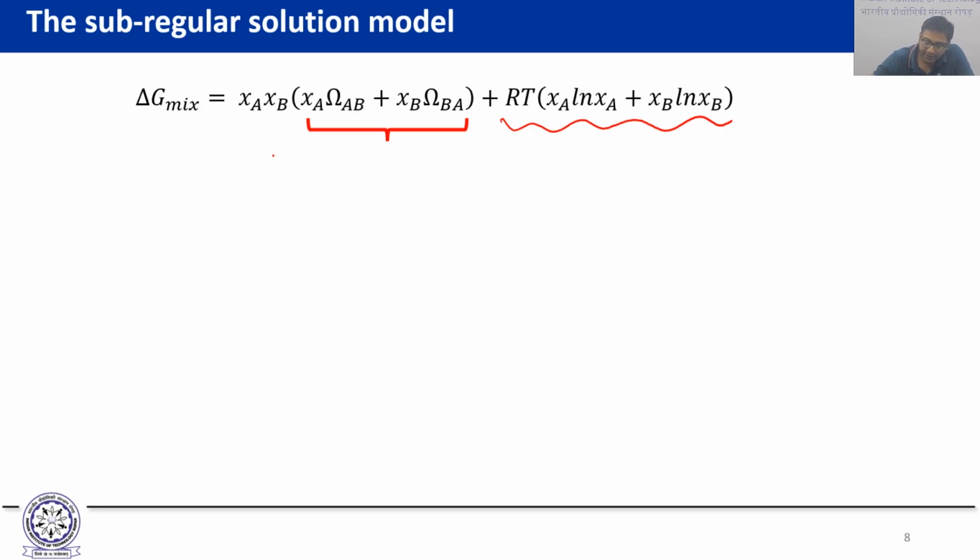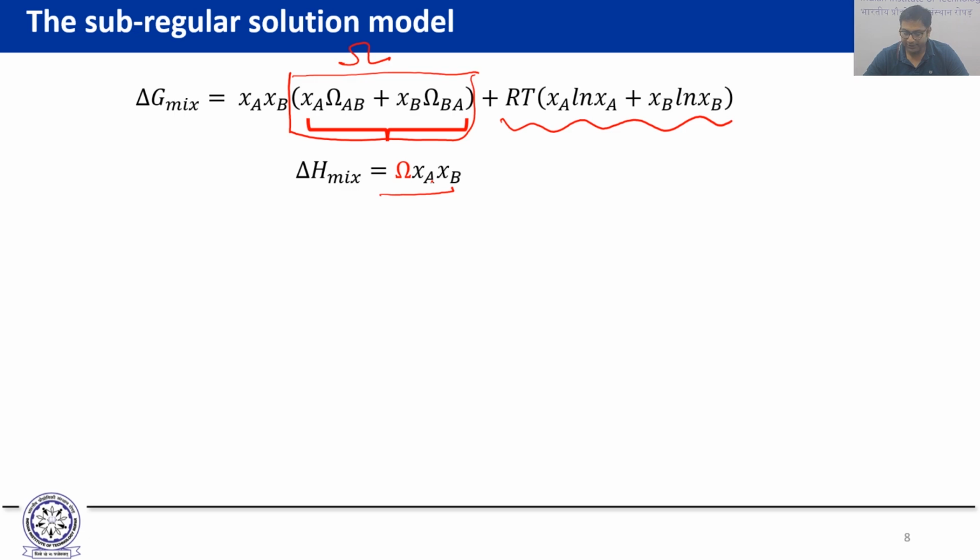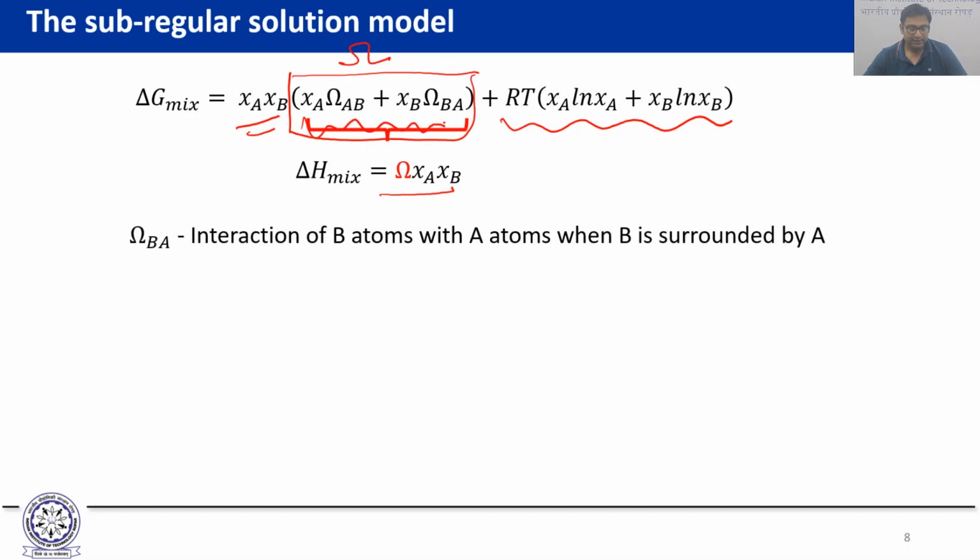But then if you look at this first part, you will realize that if you consider this entire thing as omega, you are basically drawing an analogy with the regular solution model, which says delta H mix is omega XA times XB. So here you still have the XA XB, but this omega has become much more complicated.